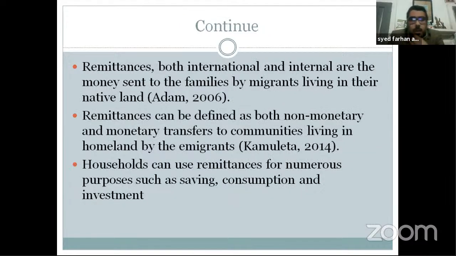So basically, what are remittances? Remittances are both international and internal money sent to families by migrants living away from their native land. Remittances can also be defined as both non-monetary and monetary transfers to communities in the homeland by the immigrants. By Communitas 2014, households can use remittances for numerous purposes such as saving, consumption, and investment.